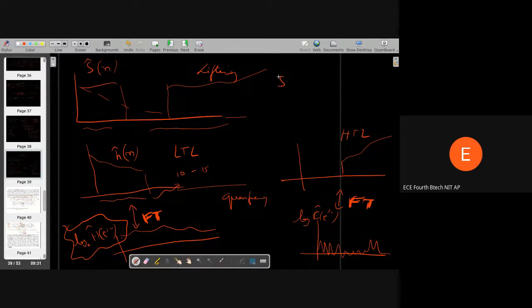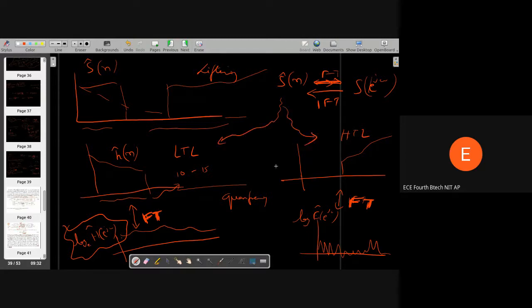Because this is the Fourier transform in this direction, and the inverse Fourier transform in this direction. That's how you get the e to the power j omega. So obviously, if you have a component, you will do a Fourier transform to get this homomorphic or liftered signal spectrum.